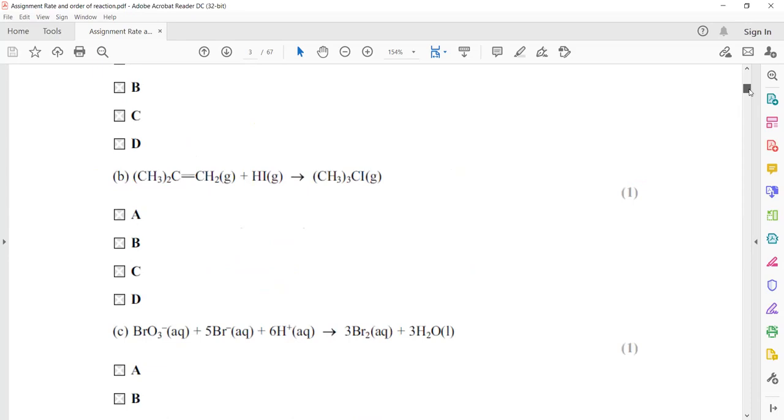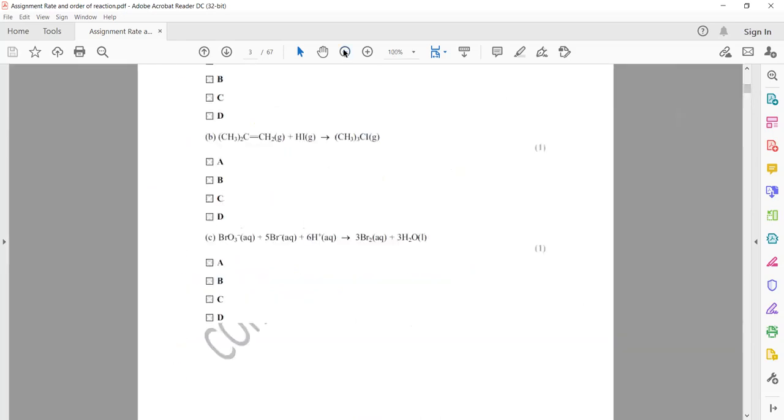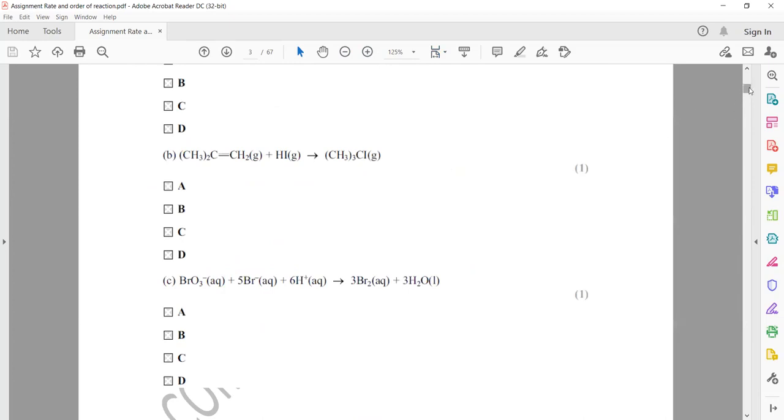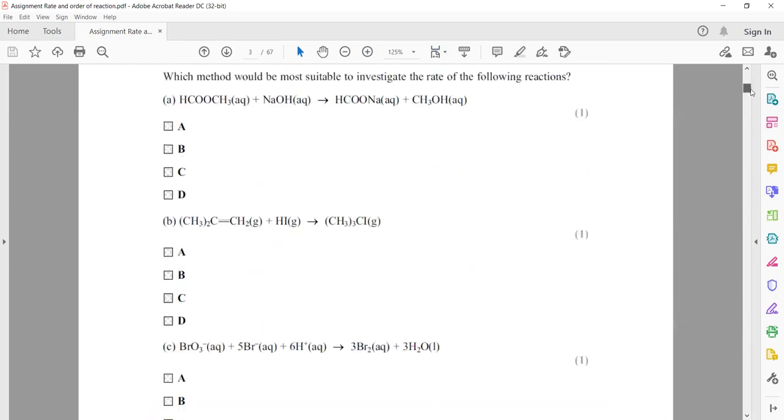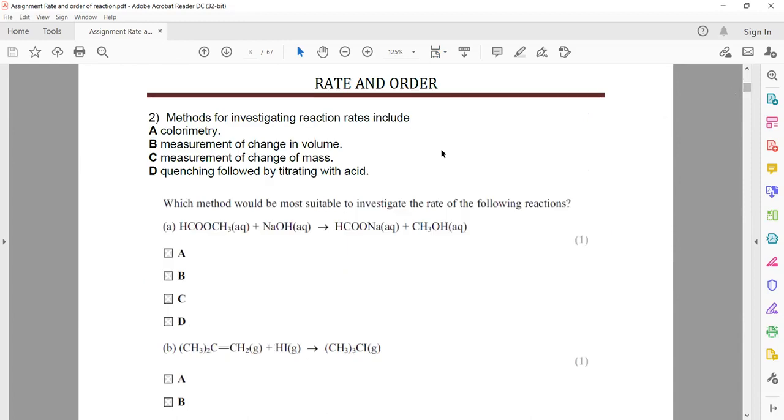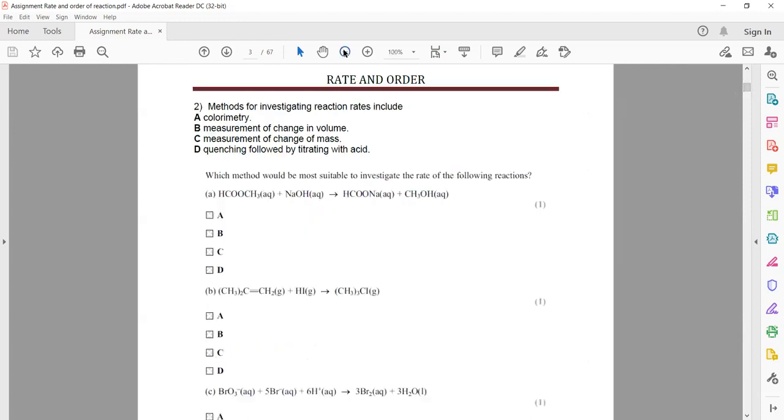Then part B, we have an unsaturated hydrocarbon reacting with hydrogen iodide to give CH3CHICH3... to give CH3 bracket 3 Cl. So if there is a change in the amount or moles of a gas, which technique can we use, A, B, C, or D? Change of mass. Change in volume, because change in mass is there when a gas escapes.